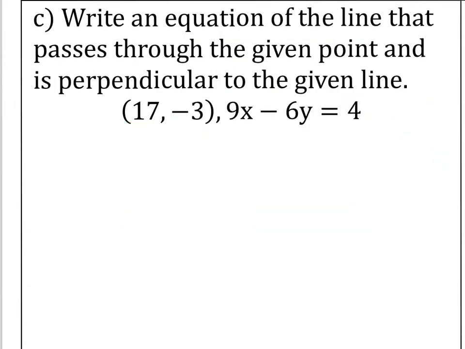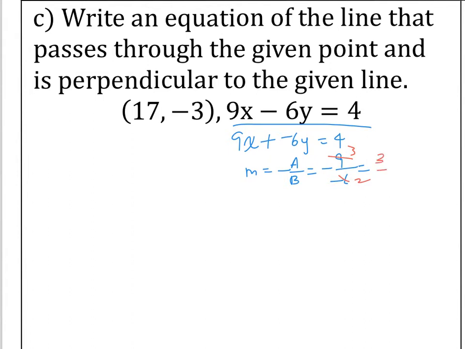Part C. Write an equation of the line that passes through the given point and is perpendicular to the given line. Okay, so first we need to look at the given line and find out what the slope is. Now we can rewrite this in standard form, 9x plus negative 6y equal to 4. Therefore, the slope will be negative a over b. So your a value will be 9 and your b will be negative 6. Now the negative signs cancel out, and after simplifying 9 and 6 you get 3 over 2.